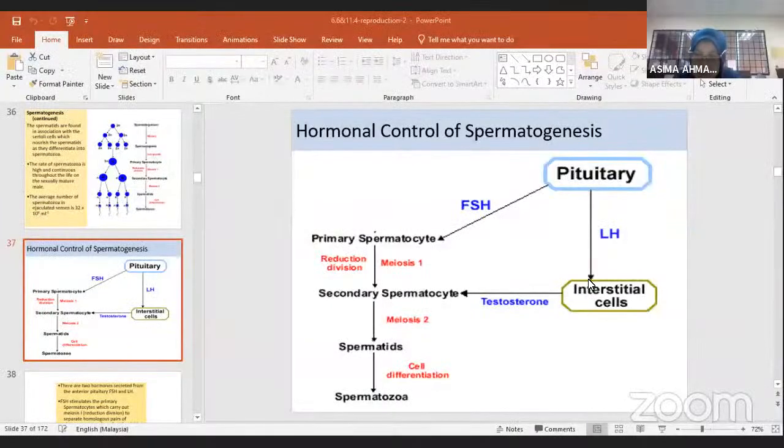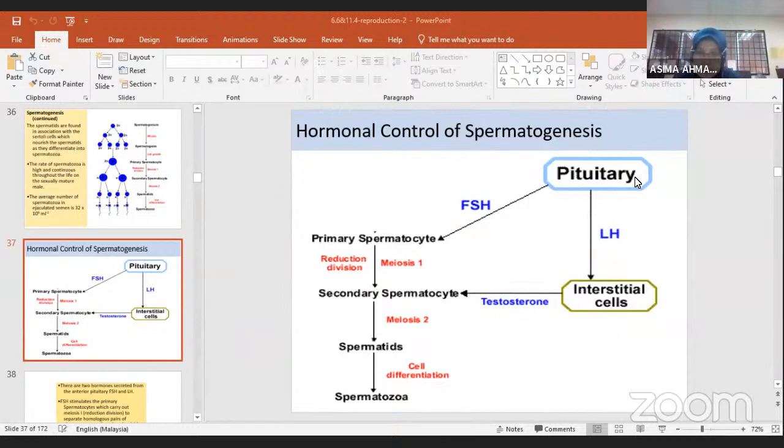Cells. Do you still remember these interstitial cells? Right, another name for this interstitial cell is Leydig cell. The cells in between the seminiferous tubules in the testis. So this LH will stimulate interstitial cells to secrete testosterone. And testosterone next will stimulate secondary spermatocytes to continue with meiosis II.